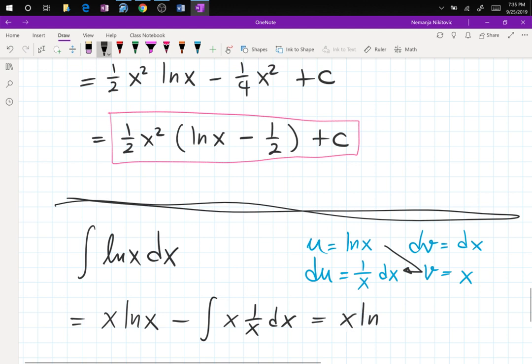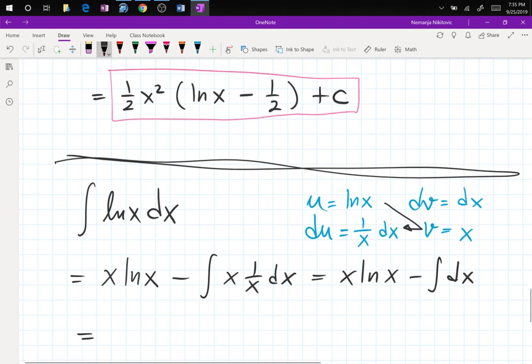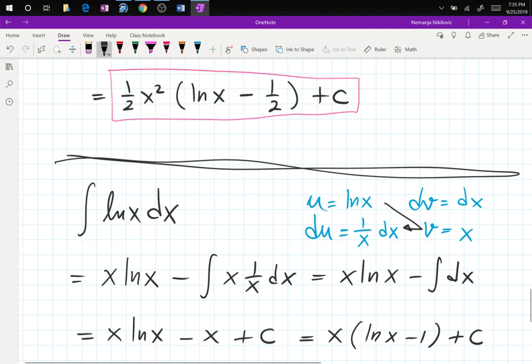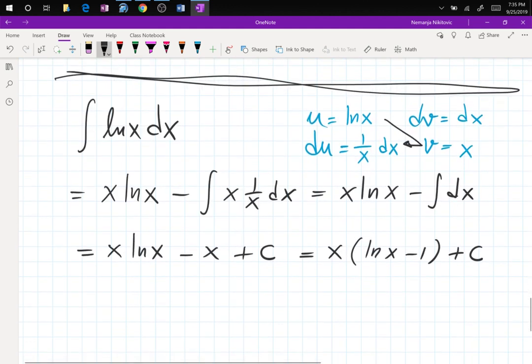Oh, this is cool. I just have to integrate dx, right, since x is canceled. So what we get is x ln x minus x plus c. And since we have computer science people present, we factor out x: x times (ln x minus 1) plus c. There it is.